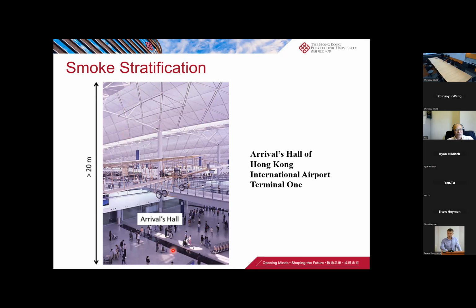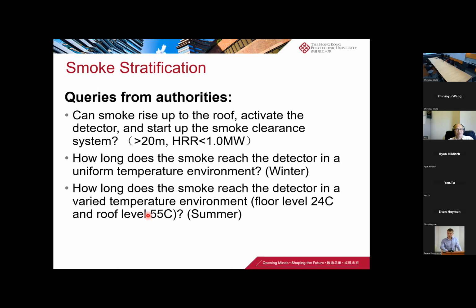During the later stage of the design process, when the actual construction was nearly finished but the airport was still not in operation, a question was raised by the authorities, both the fire authority and the airport authority. Their question is, can smoke rise up to the roof, activate the detector, and start up the smoke clearance system automatically? Here I have 2 points I would like to explain to you.